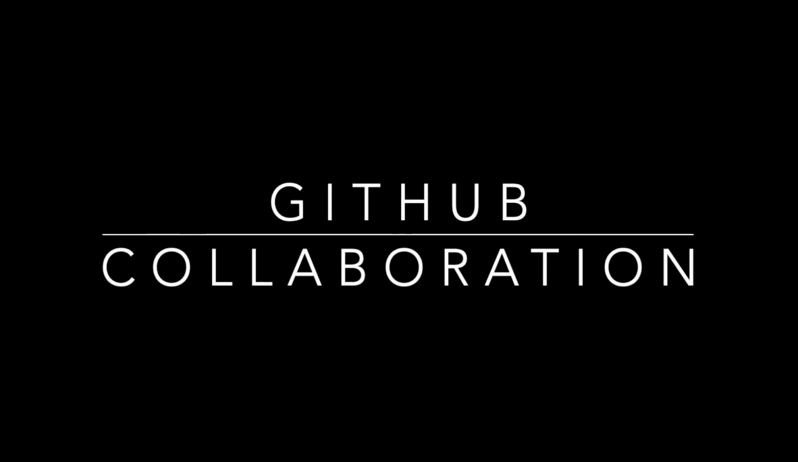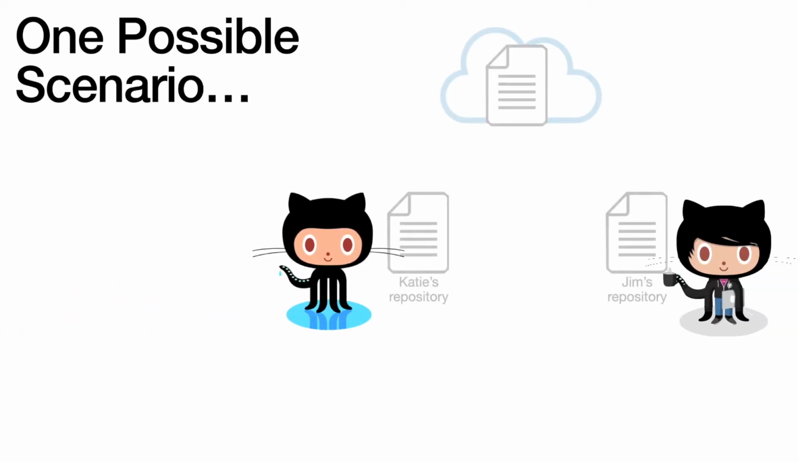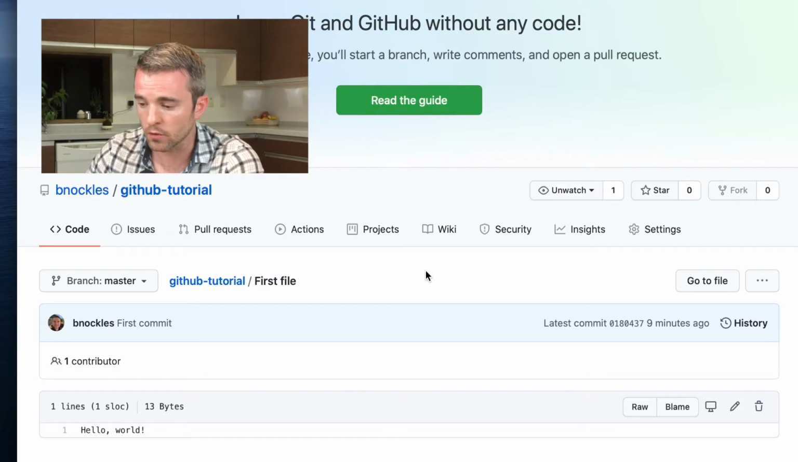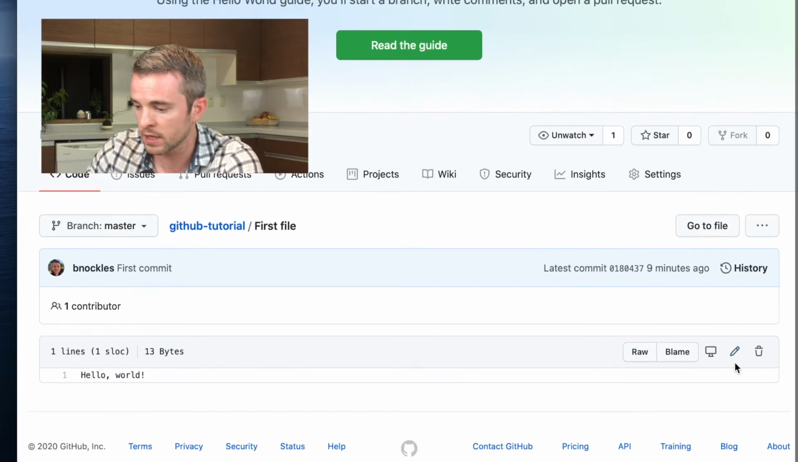At this time, we're going to simulate what it's like to work with two people. If you watched the introductory video, I talked about Katie and Jim and how they worked in different locations. So I'm not actually going to use different locations. I've got one computer here, but I can simulate a change from another computer by just making the change directly on the remote branch. So for example, on GitHub in my browser, I'm going to edit this file by clicking the little pencil in the corner.